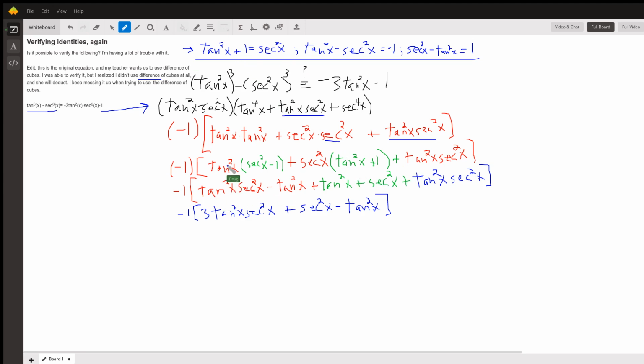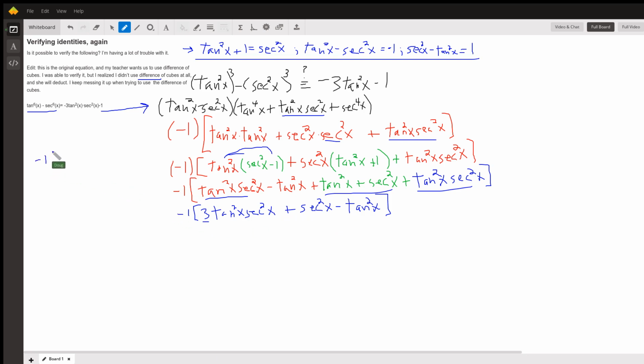Distribute. In other words, remove the parentheses here and remove the parentheses here. And look what we get. We get tangent squared, secant squared, tangent squared, secant squared, tangent squared, secant squared. There's 3 of them. And we have a secant squared minus tangent squared. But secant squared minus tangent squared is 1.